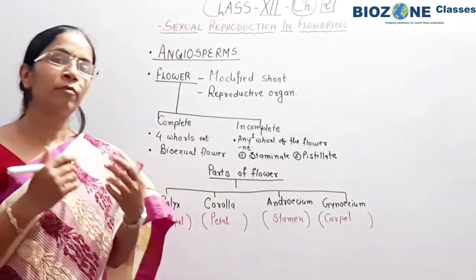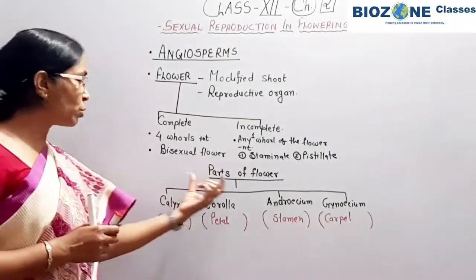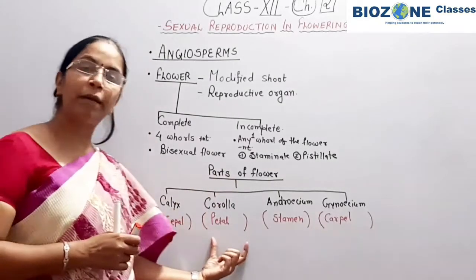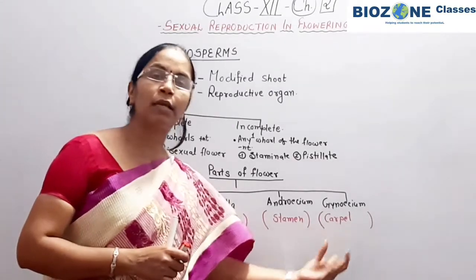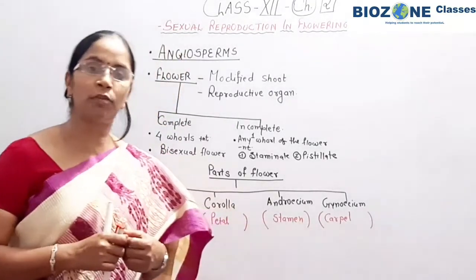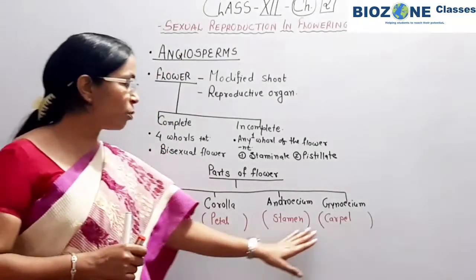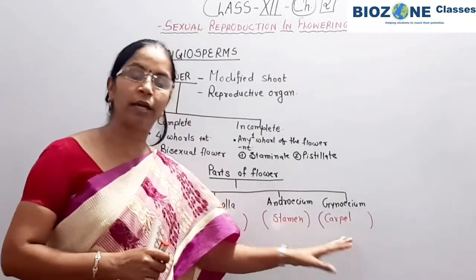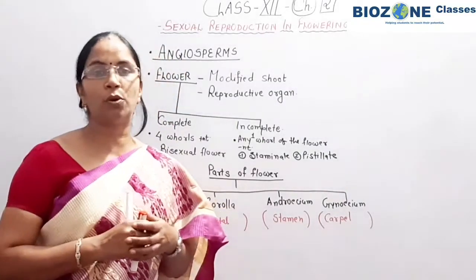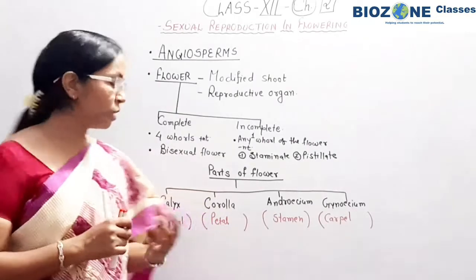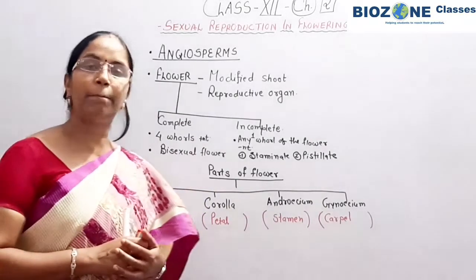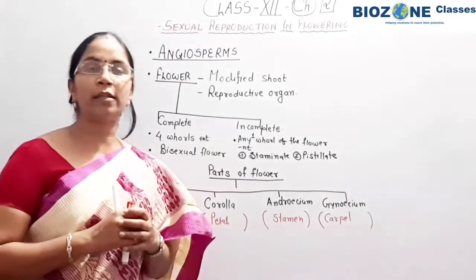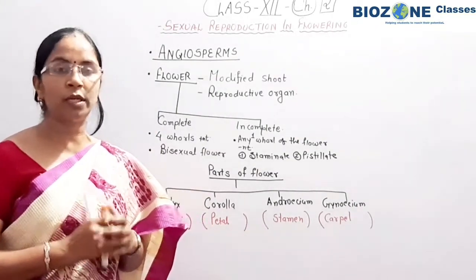These units you should remember very well. We also say that sepals and petals are the accessory whorls, whereas stamens and carpels are the essential whorls, because these whorls are essentially required for the formation of male and female gametes, whereas the presence or absence of sepals and petals never affects the process of reproduction.